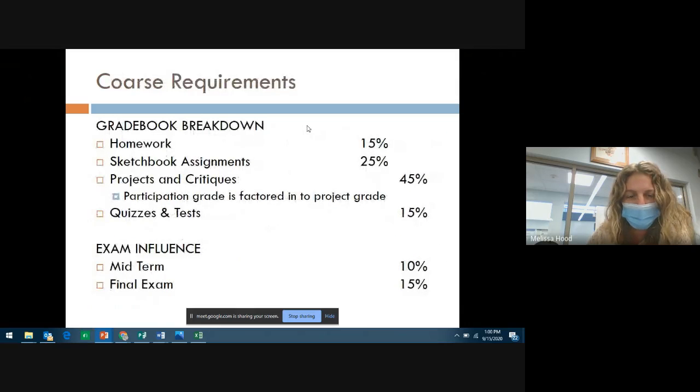The grading breakdown you will see is very heavily based on the projects, and that's because that's where we spend most of our time. Again, you can see that sketchbook assignment grade is very high. Now, this was before everybody was home with COVID, so I've actually lumped the homework and sketchbook assignment together.